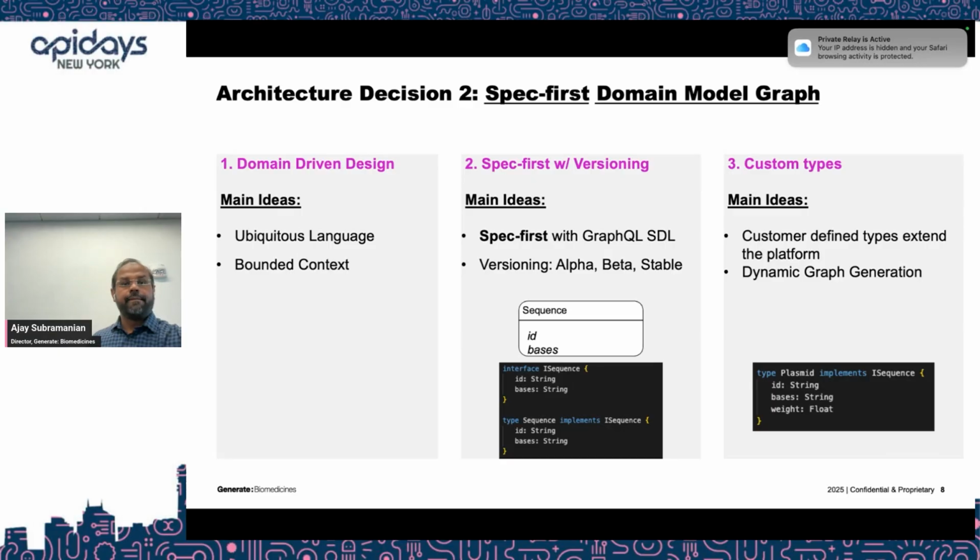Next up, we decided to go spec first with GraphQL SDL as our DSL for our modeling language. We also extended the tooling to introduce stability notations like alpha, beta, and stable. So when a new entity enters development, it is alpha and only available in the lower environments. When we are ready to test with customers, we promote it to beta, and then customers who are in the beta are able to use those entities.